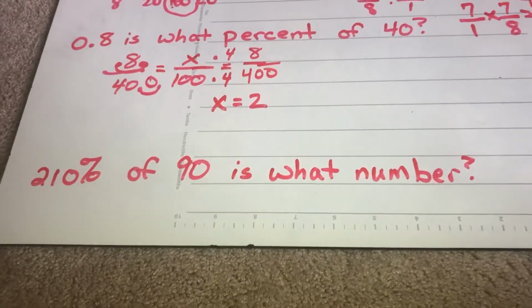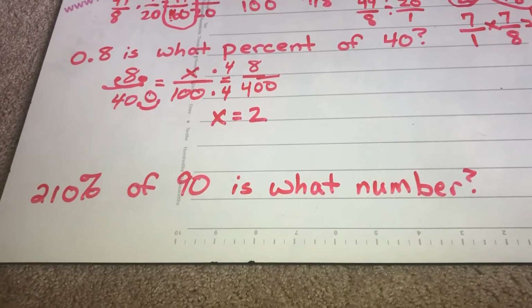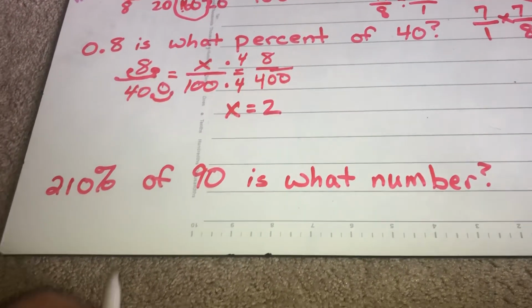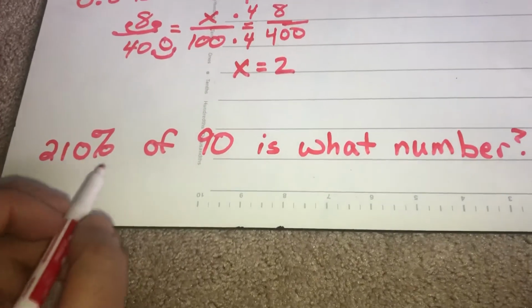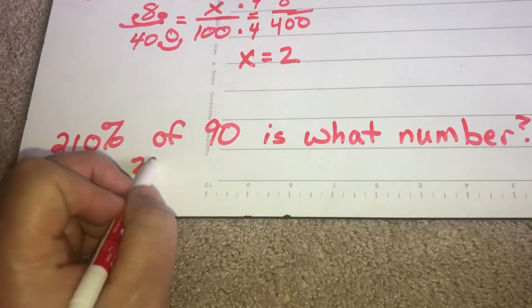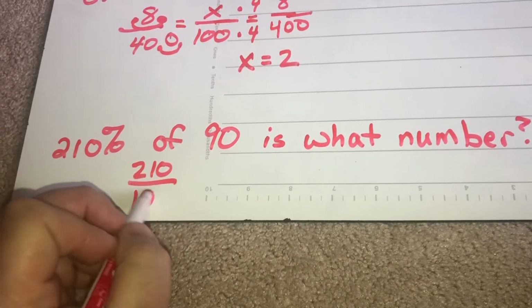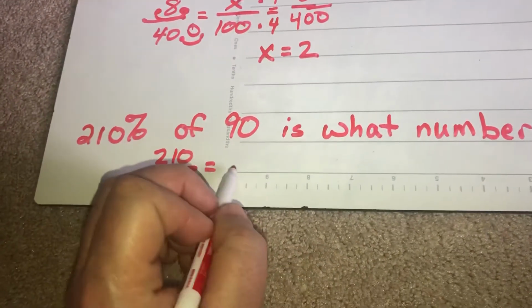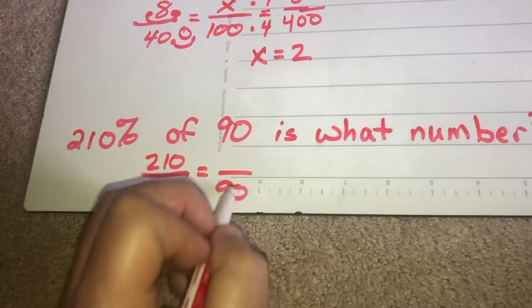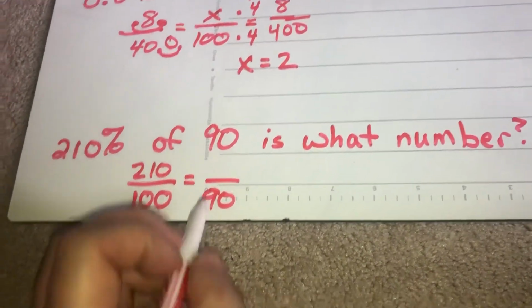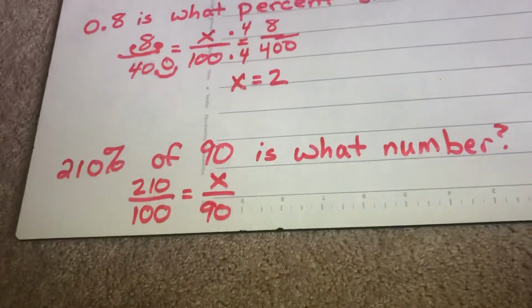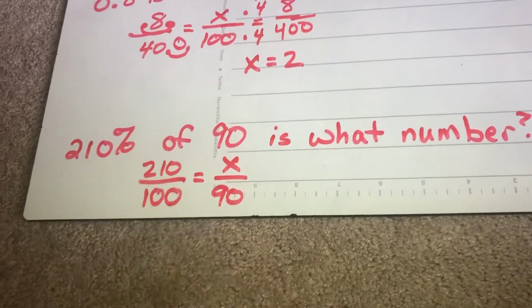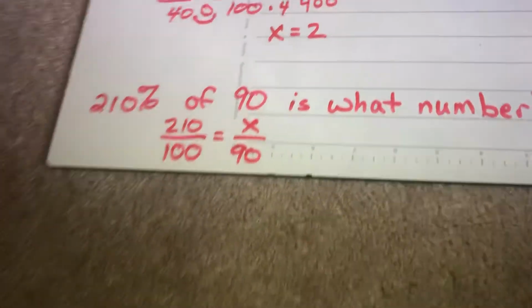Last one. 210% of 90 is what number? Well, once again now, we get 210 out of 100, because that's the 210%. 90 is the total group. Okay, that's the 100%. We're trying to figure out what the 210% would be, which would be next to the 210.